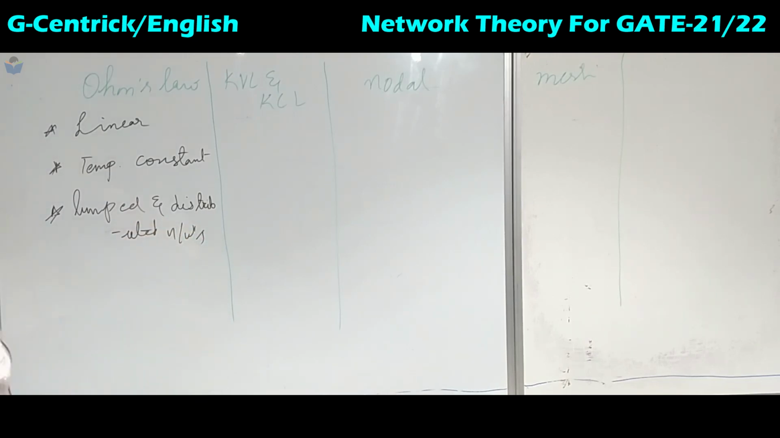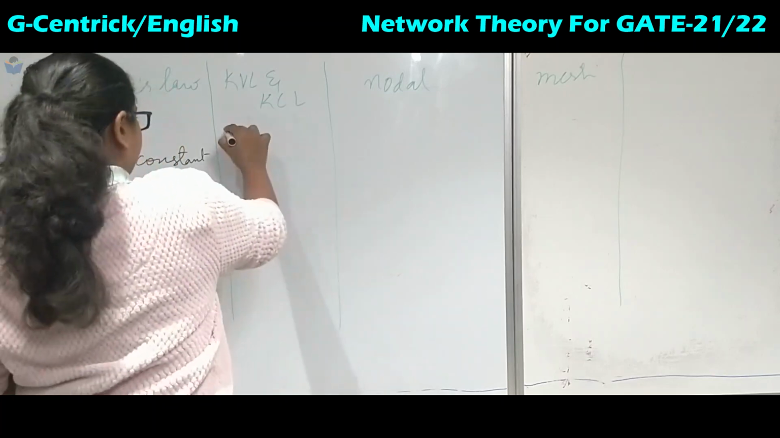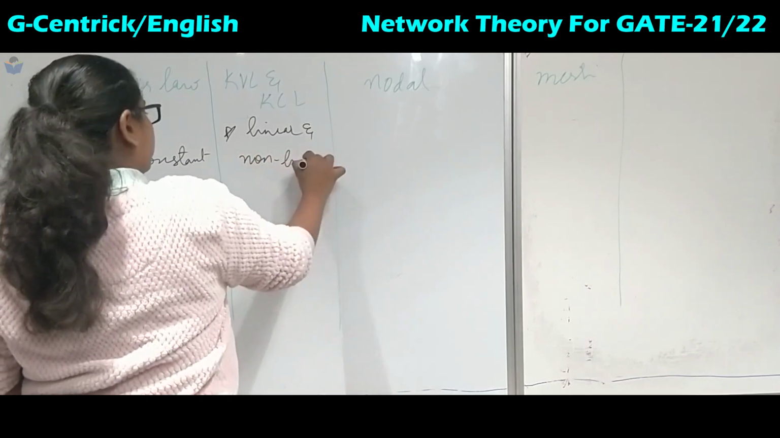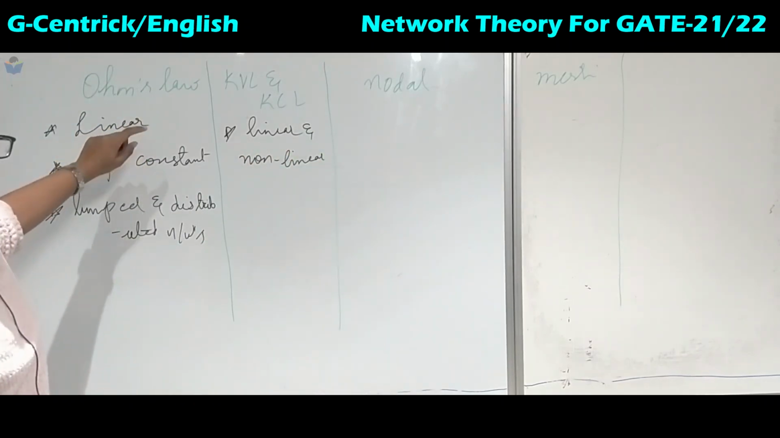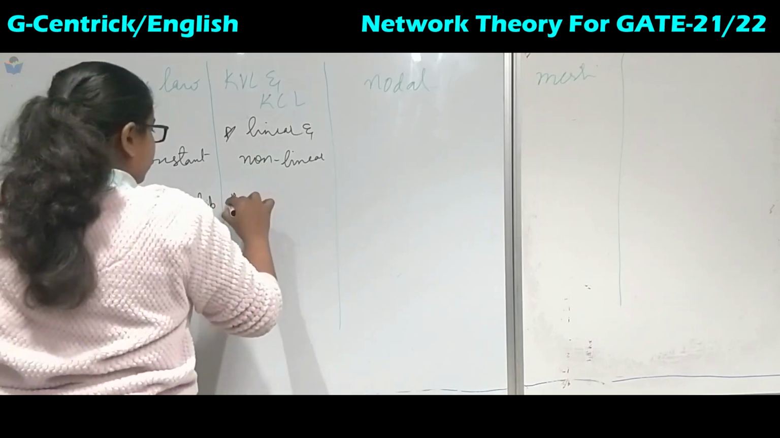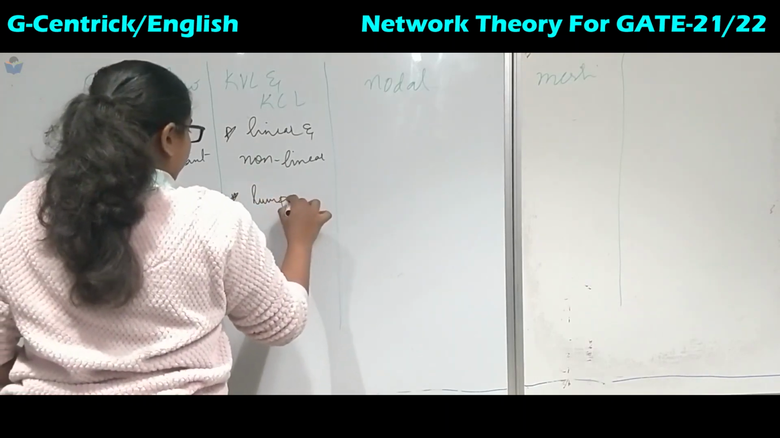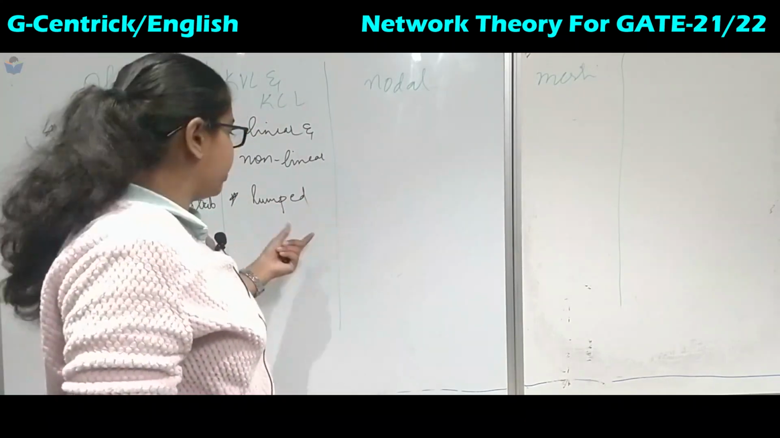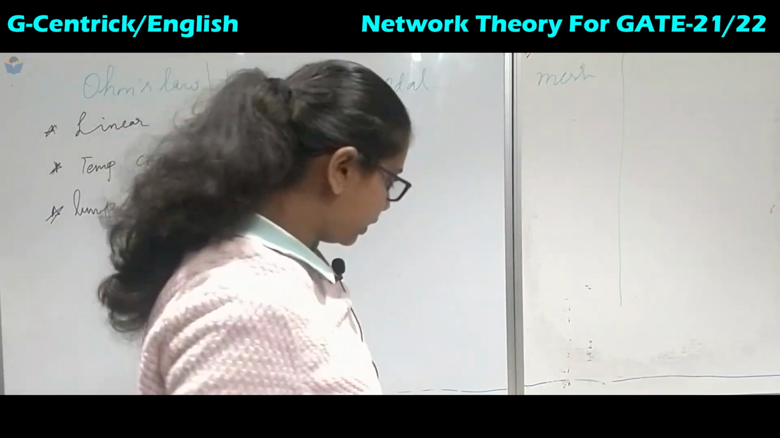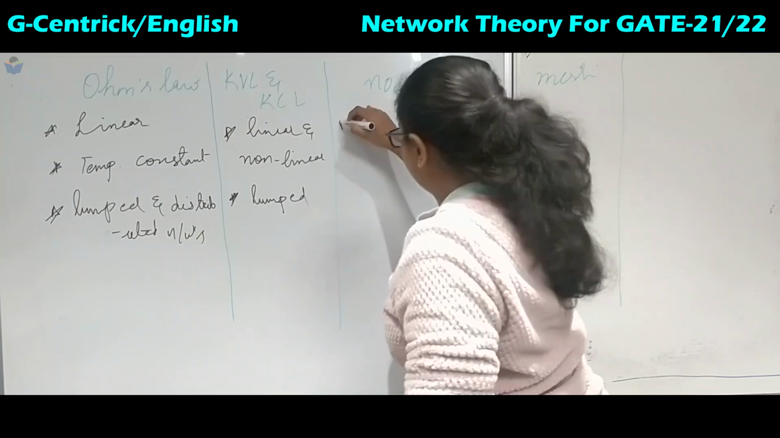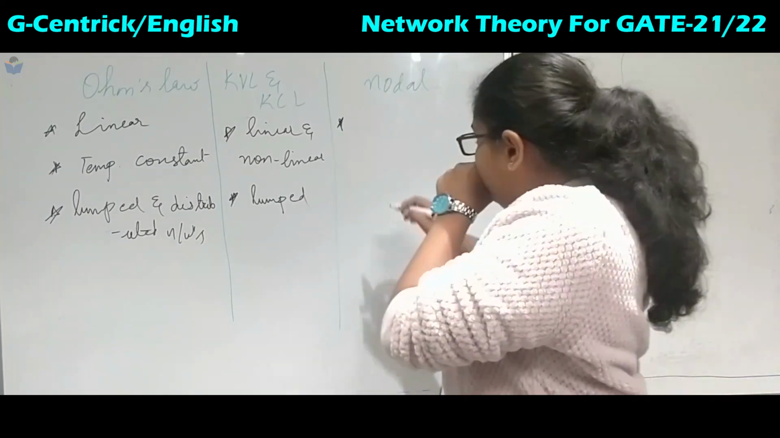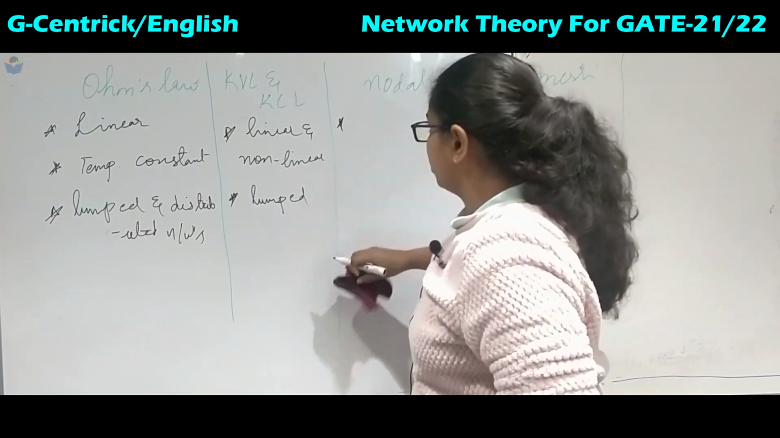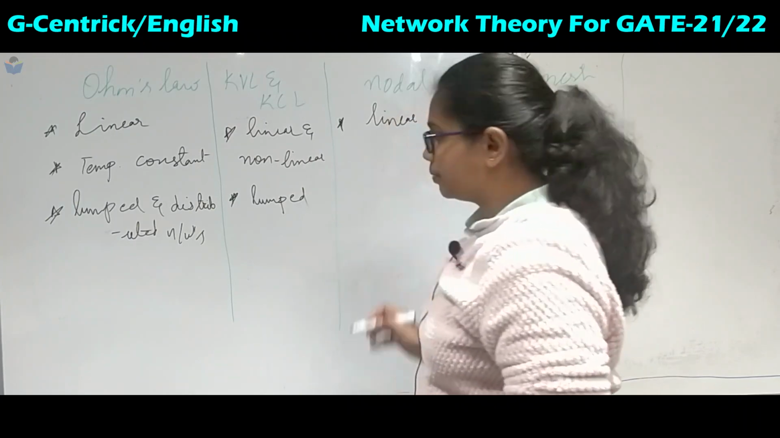Now KVL and KCL are applicable for both linear and non-linear networks, whereas Ohm's law is applicable only for linear. KVL and KCL are applicable only for lumped networks, as we have seen in the definition, not for distributed networks. Now coming to nodal analysis, it can be applied only for linear networks.